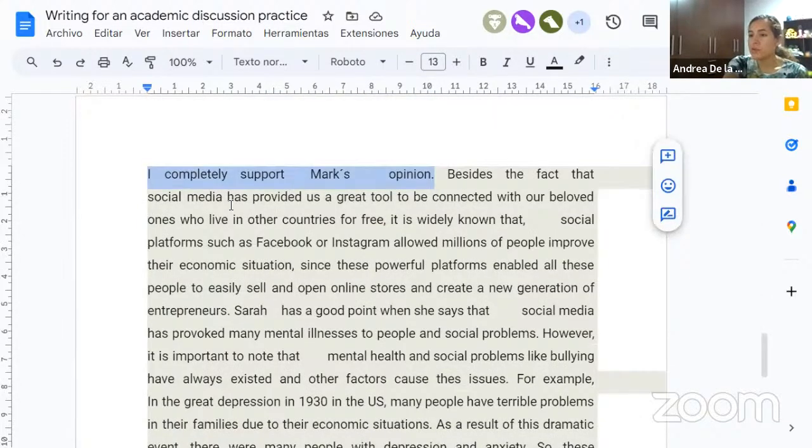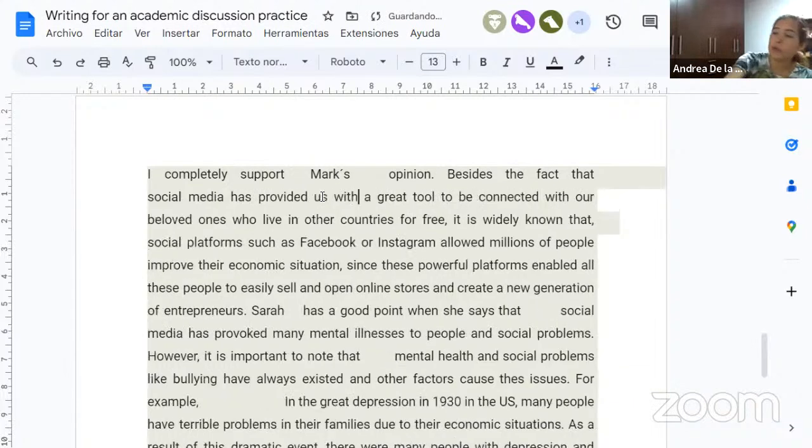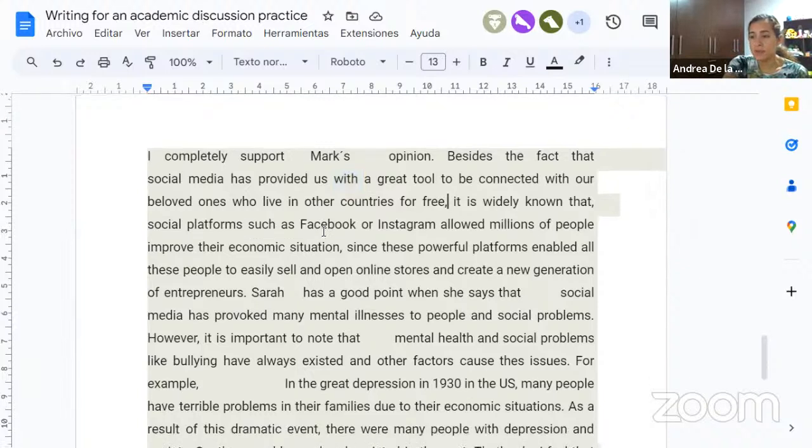Now, besides the fact that social media has provided us with a great tool to be connected with our beloved ones who live in other countries for free. Okay, great. So, besides the fact that social media has provided us with... careful with that expression, when you use provide, it's always followed with "with." Has provided us with a great tool to be connected with our beloved ones who live in other countries for free. Okay, nice. It is widely known that social platforms such as Facebook or Instagram, great.